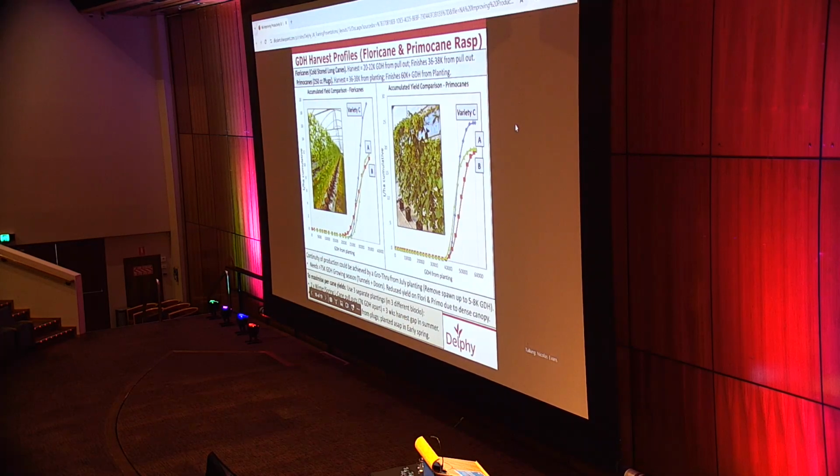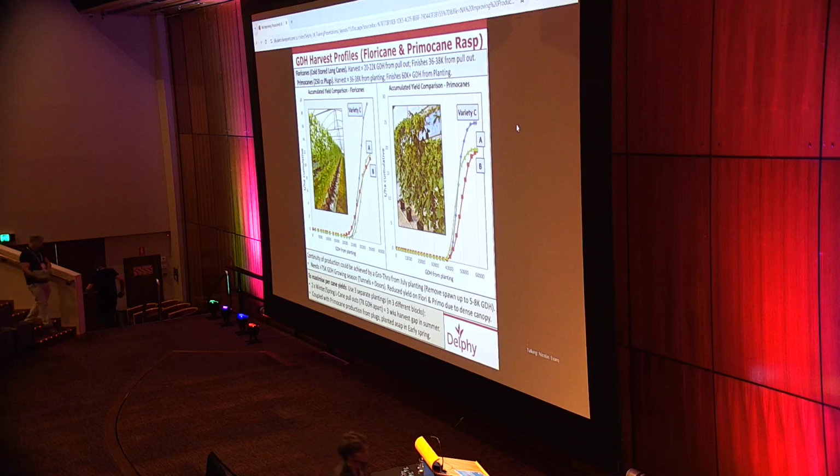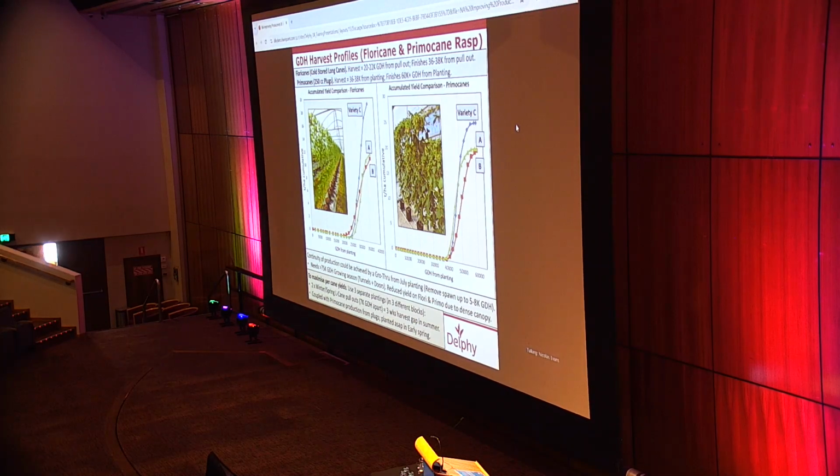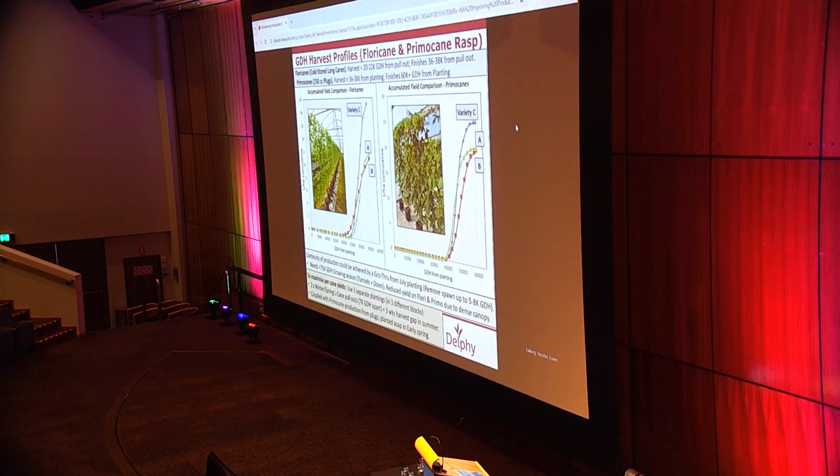Using GDH profiles to manage production across the year. Cold stored floricanes tend to harvest between 20 and 22,000 GDH from pull out, and they finish around about 36 to 38,000 GDH from pull out. And primocane harvest, well, it's very genotype dependent, but approximately 36,000 to 38,000 from planting, and finish around about 60,000 GDH from planting.